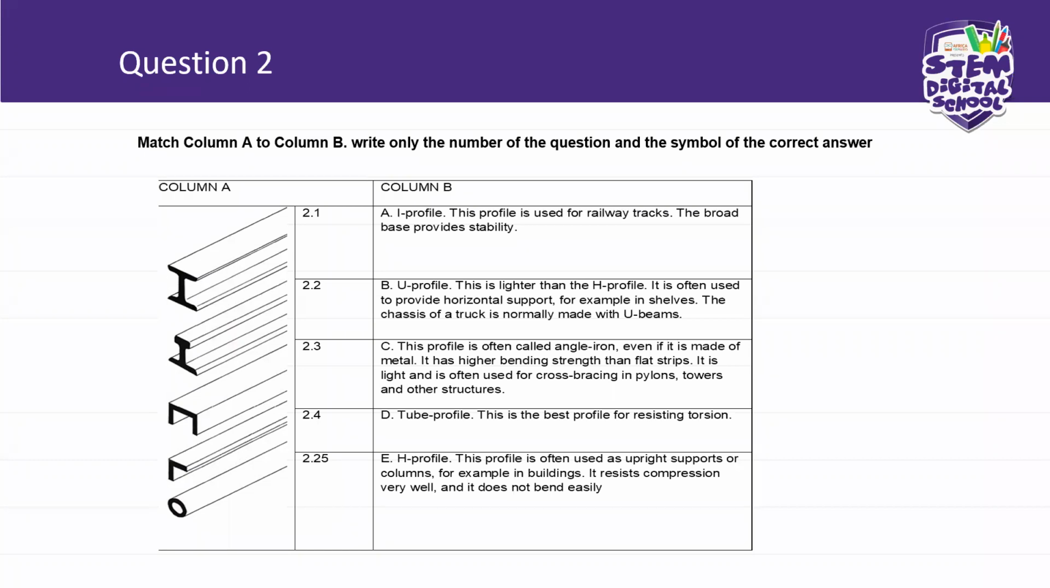Question 2, match column A to column B. Write only the number of the question and the symbol for the correct answer. You have your different beams and columns there and their uses. So all you had to do was match the correct description to a specific profile.